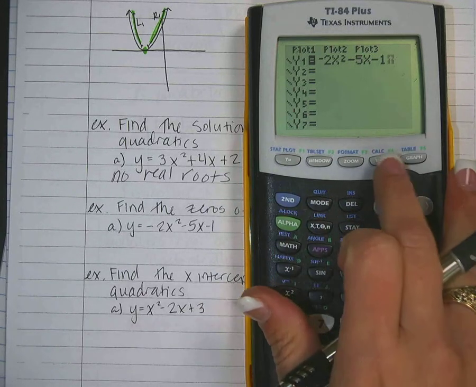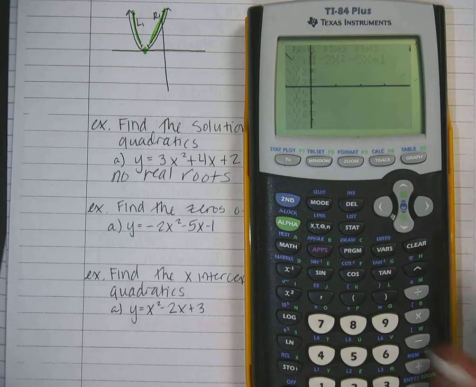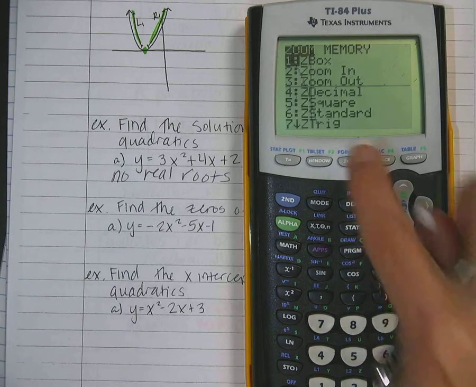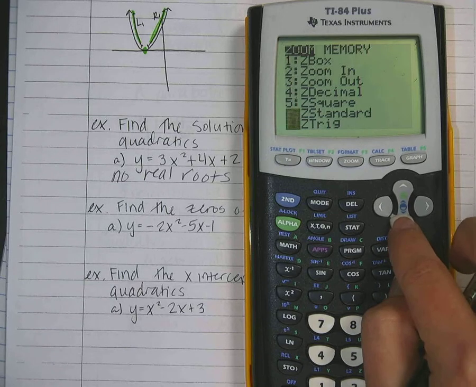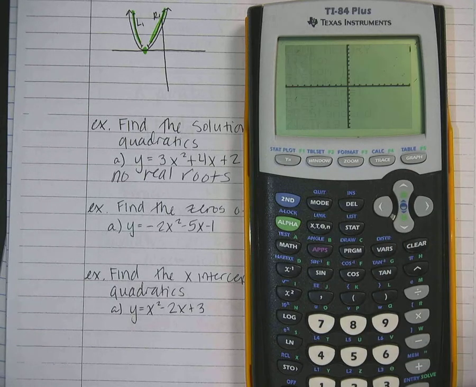First press graph and take a look. Oh, look, our graph still looks like it did last time. Press zoom, 6 for standard. There we go. Now it looks normal.